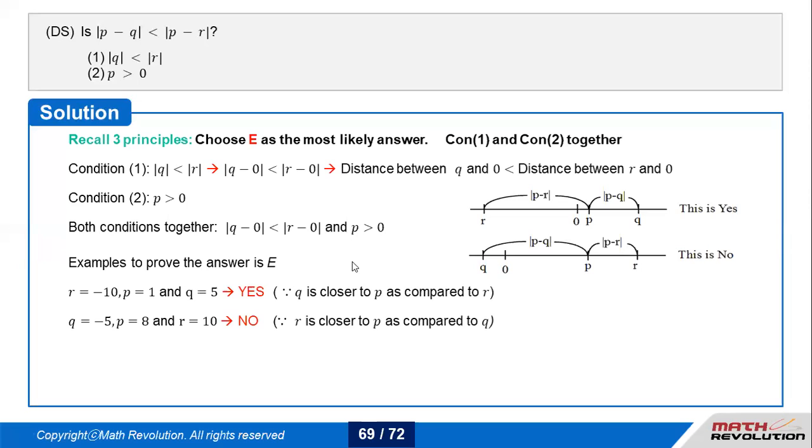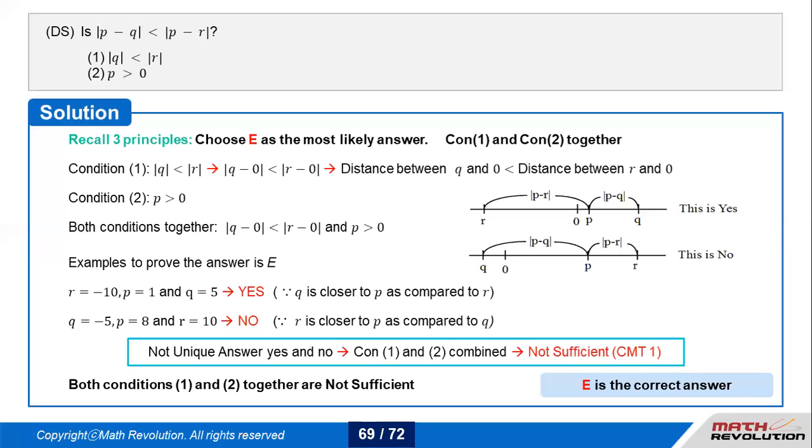You can take an example for putting in values also. If r is equal to minus 10, p is 1 and q is 5, then q is closer to p. But if q is equal to minus 5, p is 8 and r is 10, r is closer to p. So the answer would be E. That is what we already got at the start when we had matching up of variables.